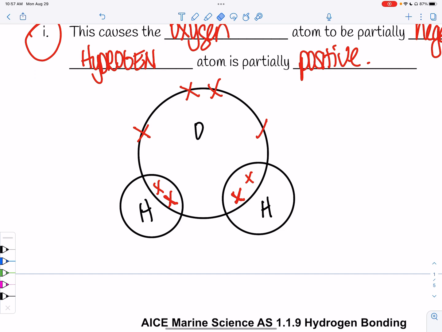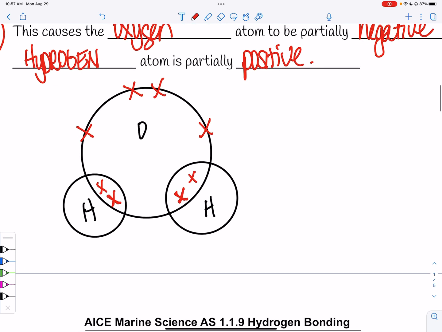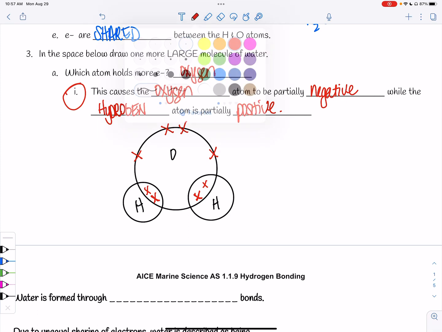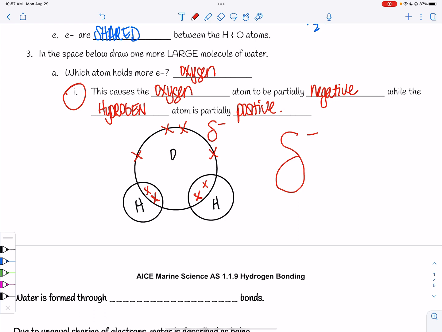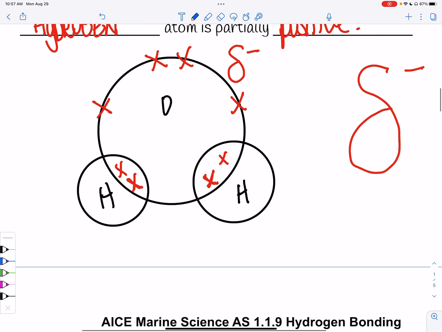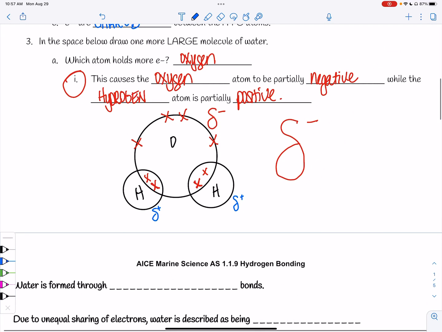So we would say then that oxygen is partially negative, and there's that fancy uppercase delta, while the hydrogens are partially positive. Comparatively, there's just more negativity surrounding the oxygen atom. And this is what makes them have an unequal sharing of electrons. They're not shared equally. Hydrogen can only hold 2 max, while oxygen can hold 8.